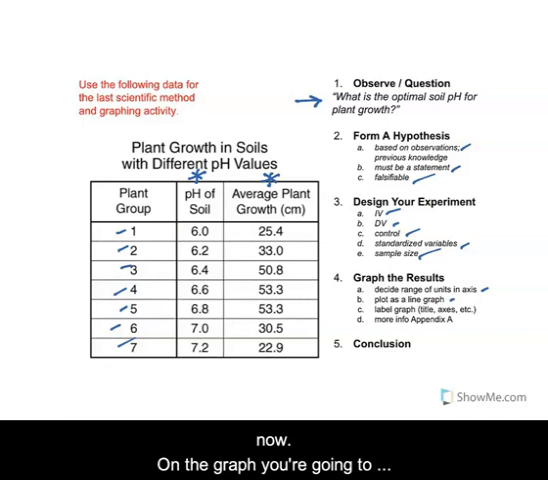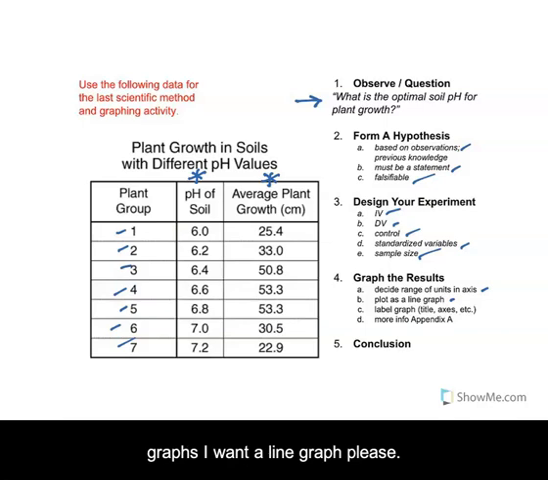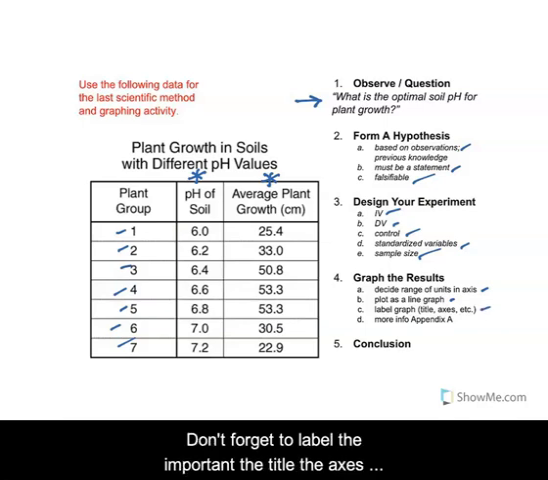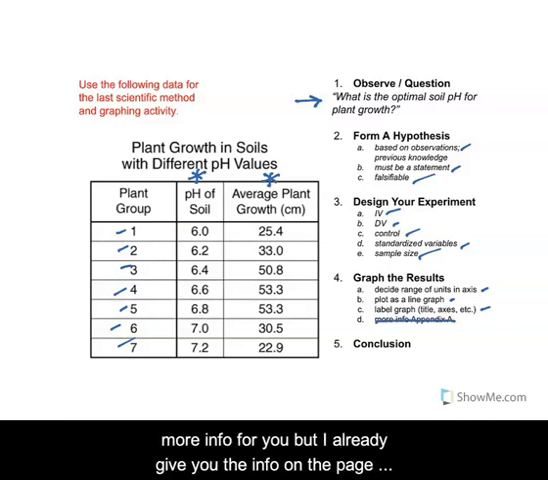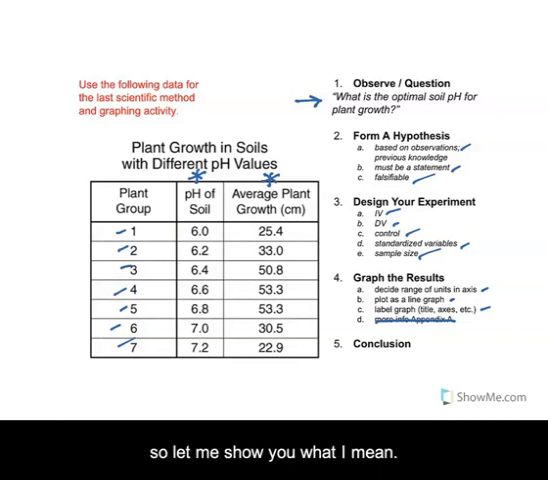You're going to plot as a line graph. Lots of students want to give me bar graphs. I want a line graph, please. You're going to label your graph. Don't forget to label the title, the axes, important units that come with that information. And you actually don't have your lab manual, so there's not more info for you. But I already give you the info on the page. So let me show you what I mean.